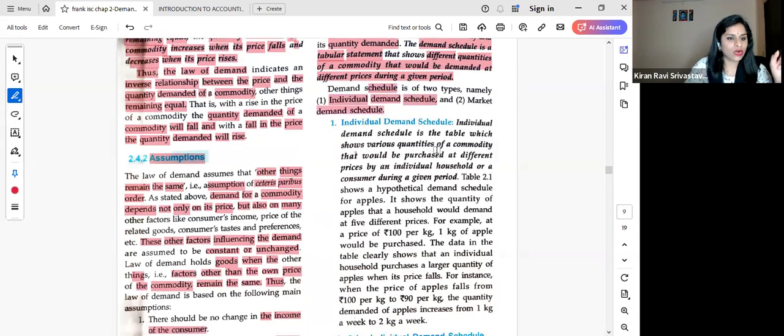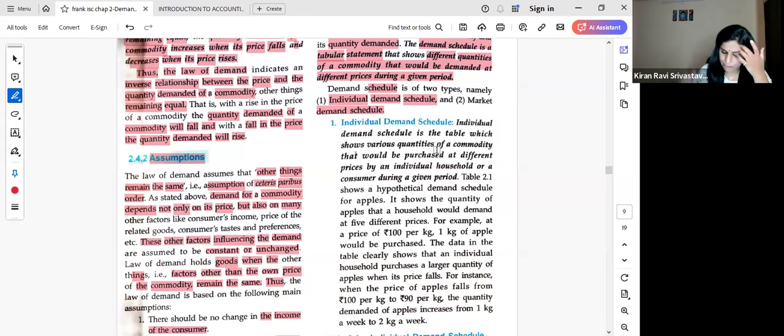Individual demand schedule. As I told you, there are two things. If I talk about my demand, if I talk about your demand, it is the individual demand schedule. But if I talk about the demand of a class, say standard 11, what is the demand for standard 11? The combined demand of standard 11 will be called market demand. What is the combined demand? How many economics books does standard 11 want? Then it is market demand.